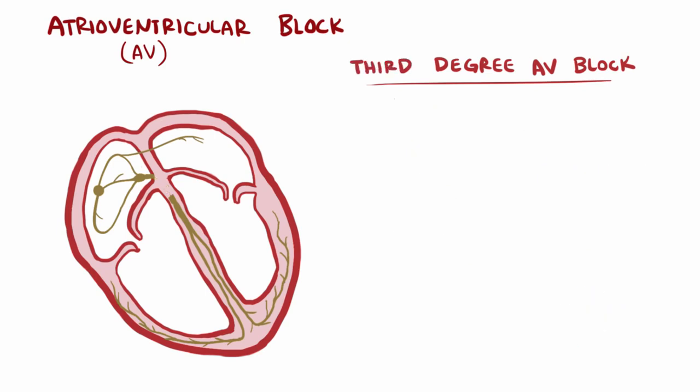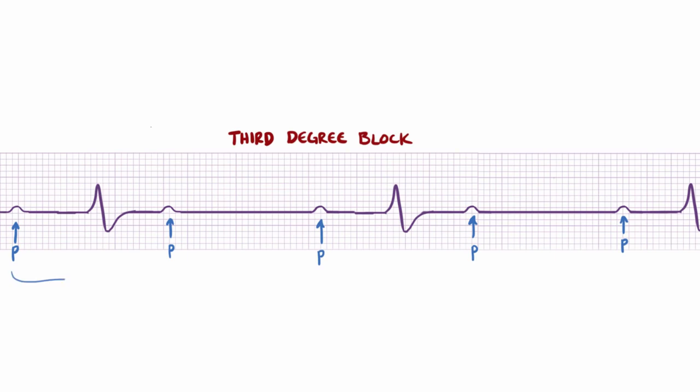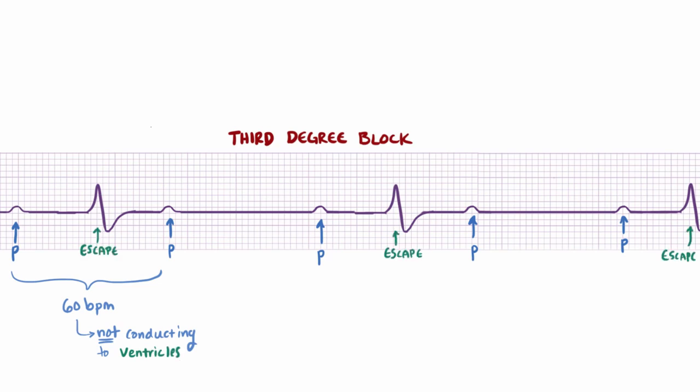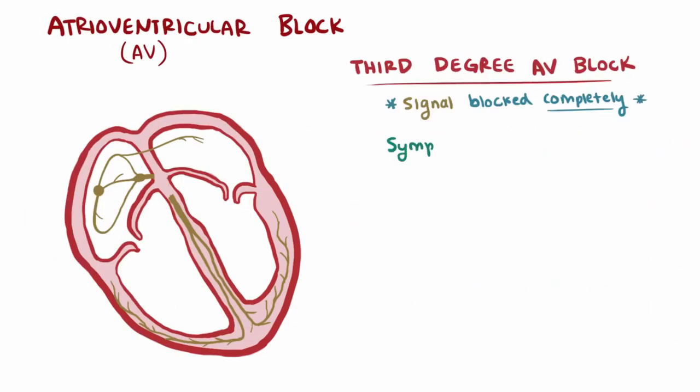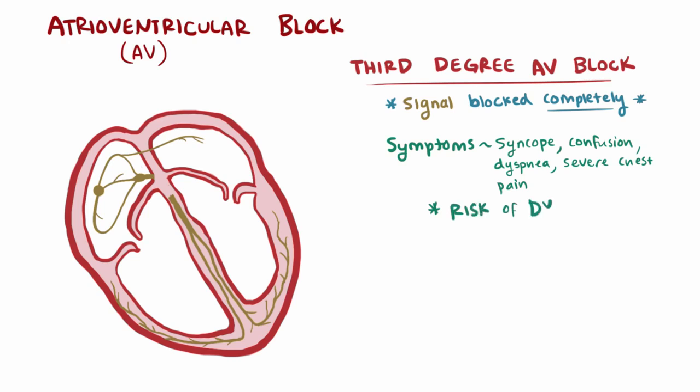Third degree or complete heart block describes when the signal is completely blocked when moving from the atria to the ventricles, every time. So in this case, even though the atrium might be going along at 60 beats per minute, as if everything was normal, none of those signals make it down to the ventricles, and the ventricles struggle along with escape beats at very slow rates, probably closer to 30 beats per minute. Patients with complete heart block are usually symptomatic, with symptoms ranging from syncope, confusion, dyspnea, severe chest pain, and these patients are at risk of dying.